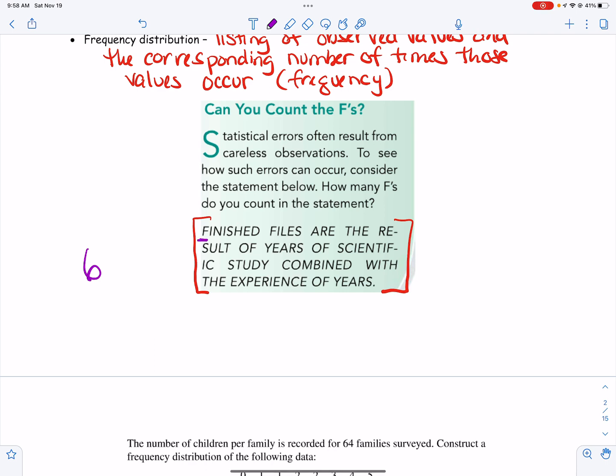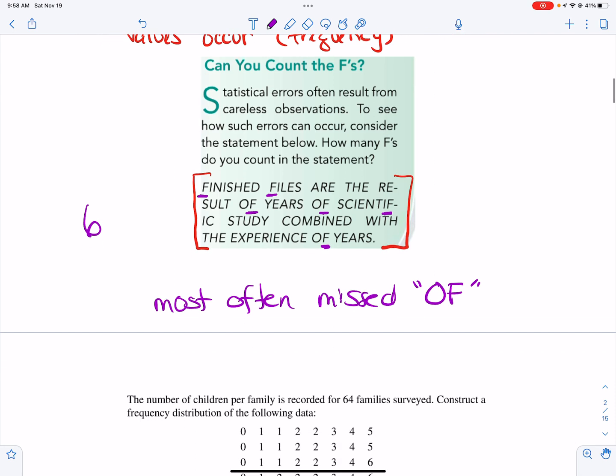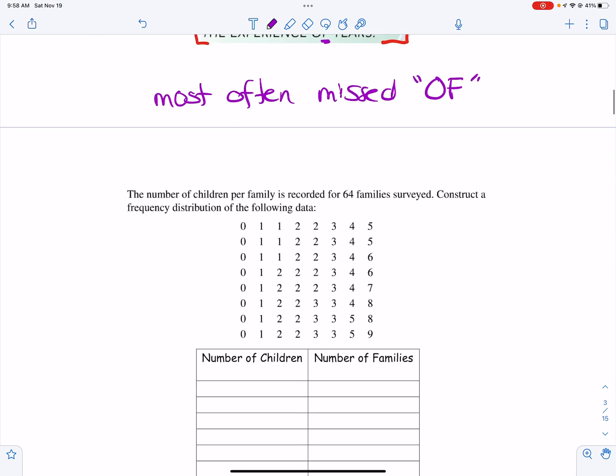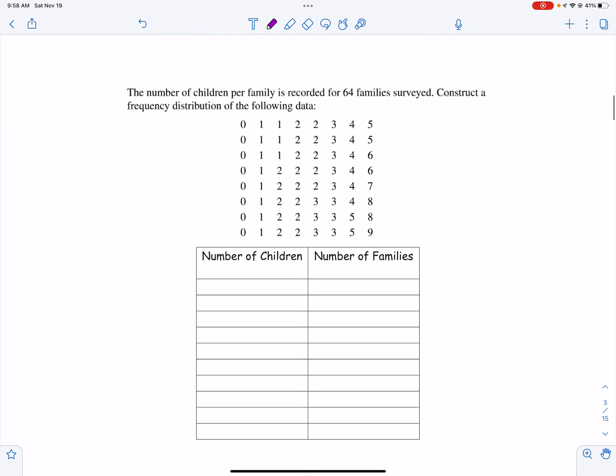We have finished files are the result of years of scientific study combined with the experience of years. So 1, 2, 3, 4, 5, 6, got them all. And the ones that are most often missed are the words, are the ofs, okay? Our brain just kind of skims over those words and we don't look at that data. We just kind of overlook or miss that F.